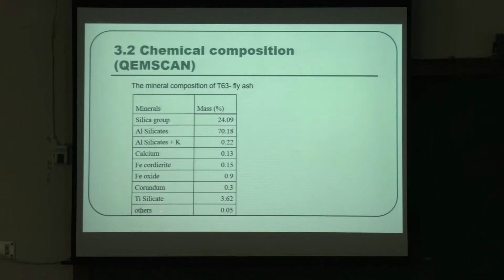This is not the formula of the thing, but the combined mineral composition. If you have silica, you have so many silicates and things like that, aluminum.